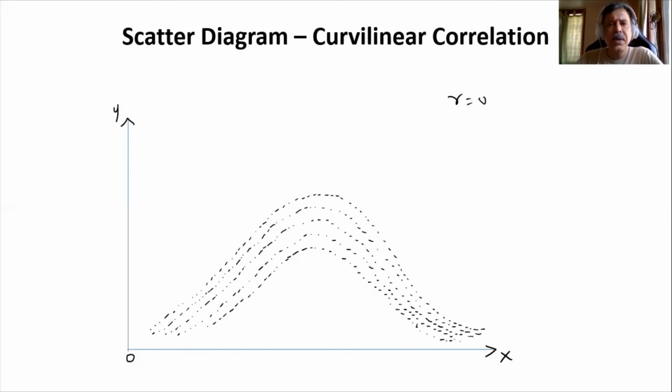In the subsequent video, we'll see what the limitations of scatter diagrams are and how we overcome those limitations by bringing in a new measure called the coefficient of correlation. We'll see those things in our next video.